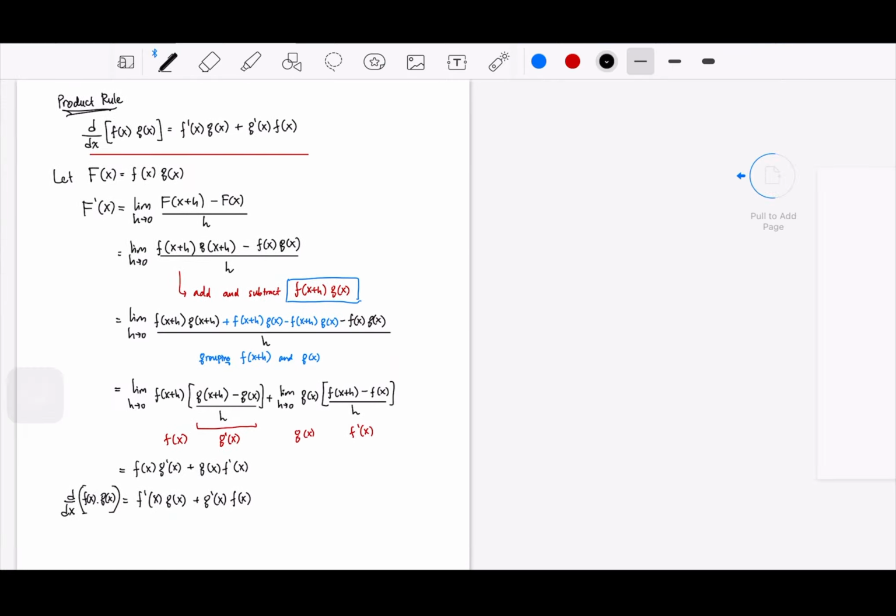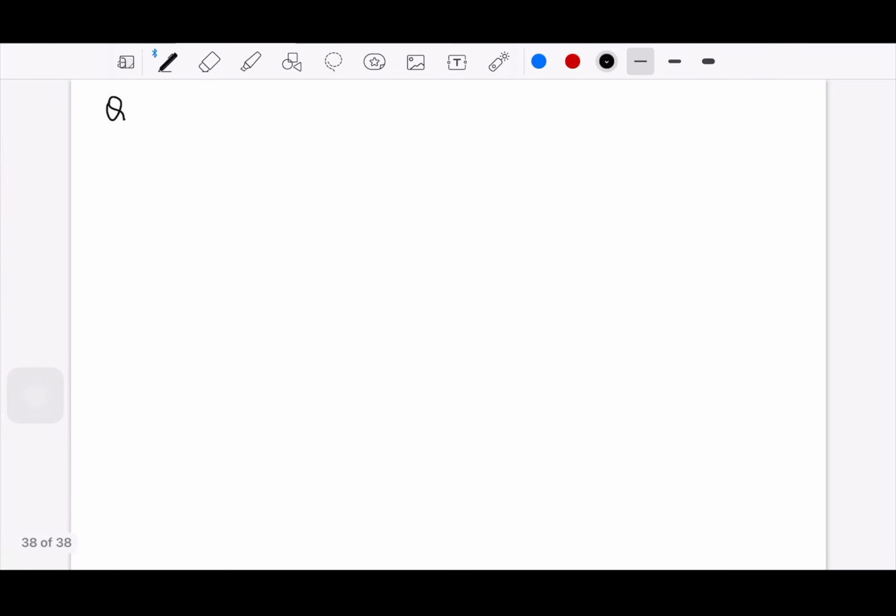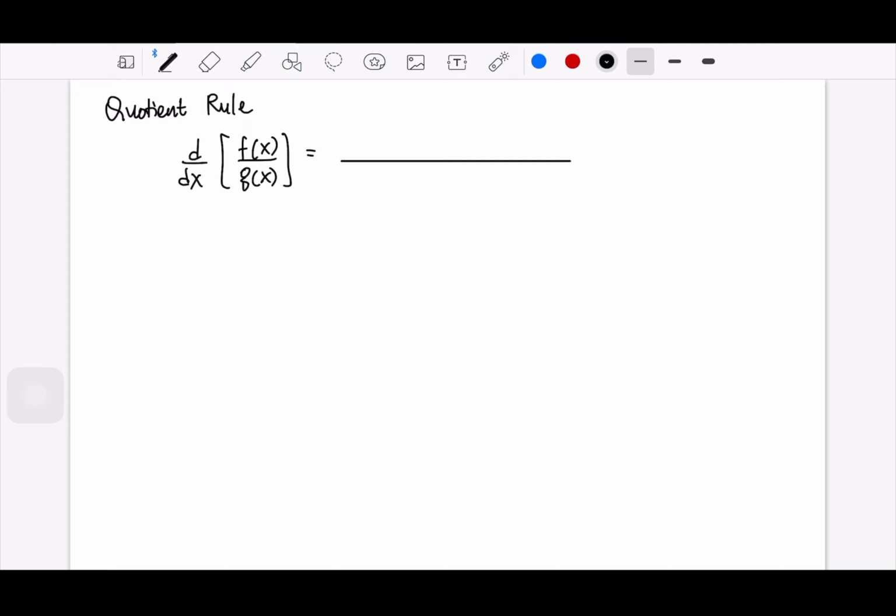Okay, another one is the quotient rule. This will be the formula for f of x divided by g of x. And usually when you write it, this will have a square at the bottom. Then you write f prime of x, g of x, minus g prime of x, f of x.